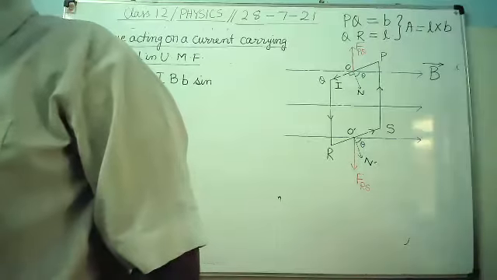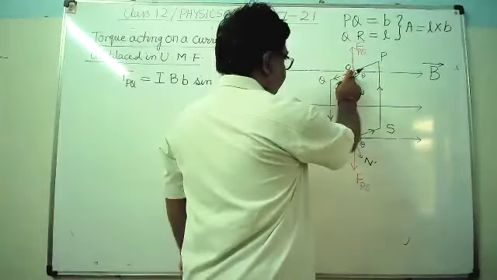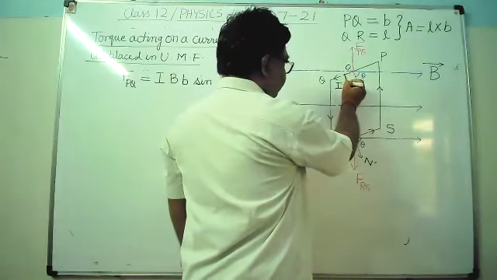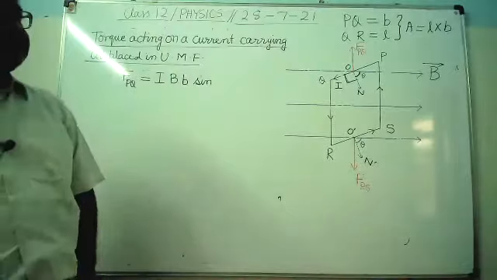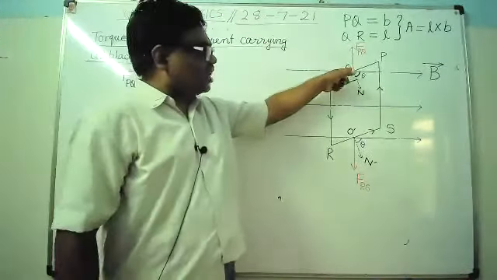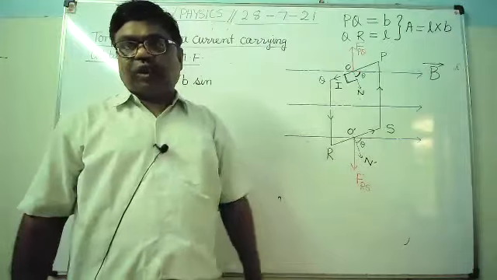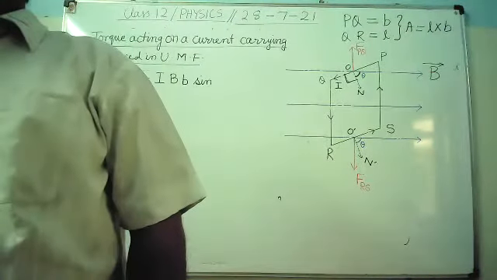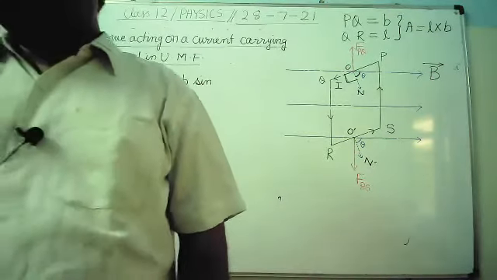Not 180 degrees. It will be some obtuse angle. It is 90 degrees, and this is theta. So 90 plus theta, an obtuse angle, you can see here. This is the current direction, and this is the magnetic field direction. So what is the angle? 90 plus theta. It is clear. So the angle will be 90 plus theta.